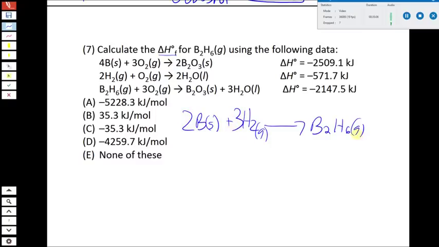So this is the formation equation for B2H6, and so the delta H for this reaction is equal to the delta H of formation of B2H6. So when you write a formation equation, whatever that enthalpy change is going to be the delta H of formation for that compound. So what we're going to do is take these three equations here, which I'll number 1, 2, and 3, and figure out how we can combine these three together to generate this equation here, and then modify the delta H's appropriately and add them together at the end to give us this delta H, which is the delta H of formation.